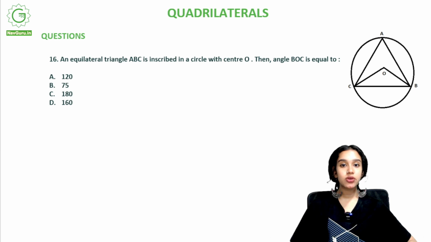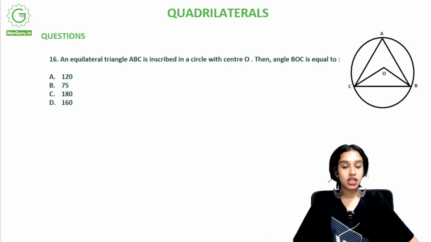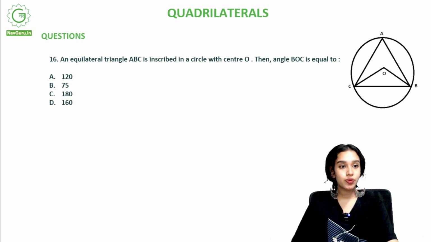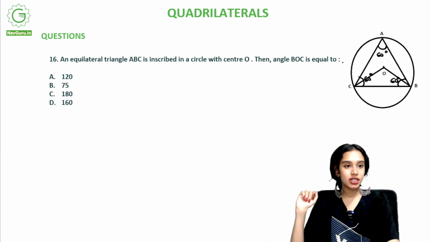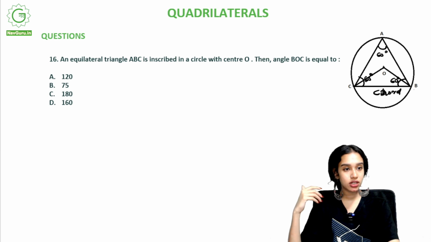Now, an equilateral triangle ABC is inscribed in a circle with center O. So this is the center, right? Then angle BOC. So equilateral triangle ABC: this is 60 degrees, this is 60 degrees, and this would also be equal to 60 degrees, right? Now, the angle BOC. Here we have a very funny relationship, right? Consider the chord CB, which is a chord of the circle, right?